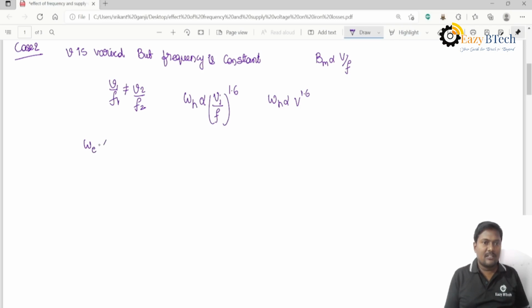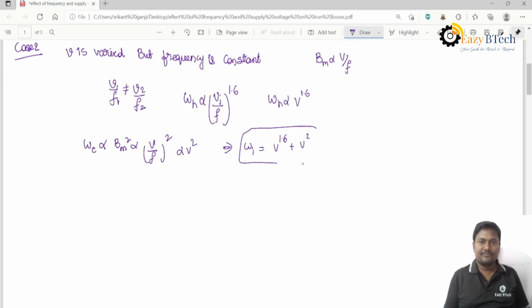Coming to the eddy current loss, it is directly proportional to Bmax², that is V by f whole square. Since frequency is constant, the eddy current loss is directly proportional to V². Now the iron loss is A V^1.6 plus B V².